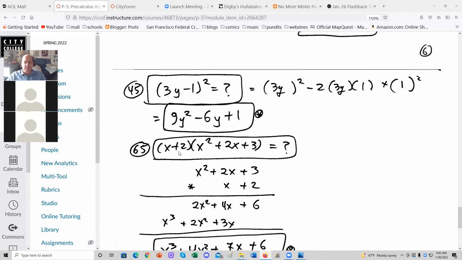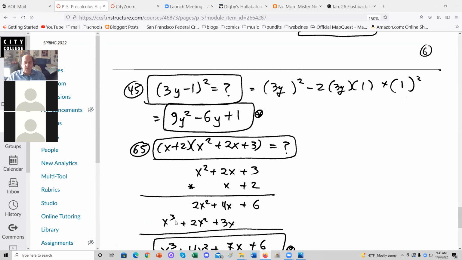Here we have x plus 2 times x squared plus 2x plus 3. This is a job for long multiplication. Here's x squared plus 2x plus 3. Here's x plus 2. Let's do multiplying. 2 times x squared, 2x squared. 2 times 2x, 4x. 2 times 3, 6.